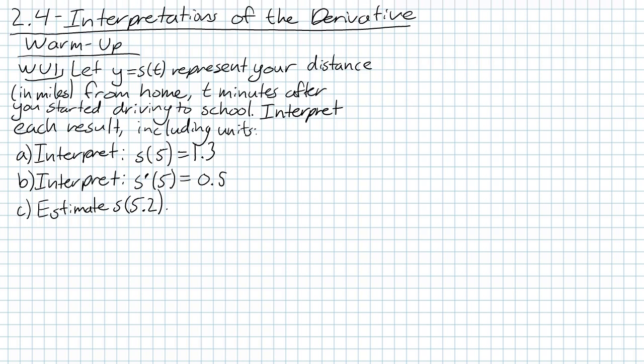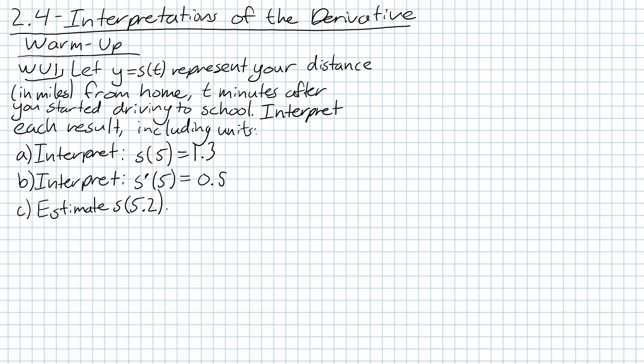So for example, with this warm-up, s of t here is a function that outputs your distance in miles from home, t minutes after you started driving to school. So when I say interpret each result, it means like, what does this statement say about driving to school and your distance or your speed or time or whatever.